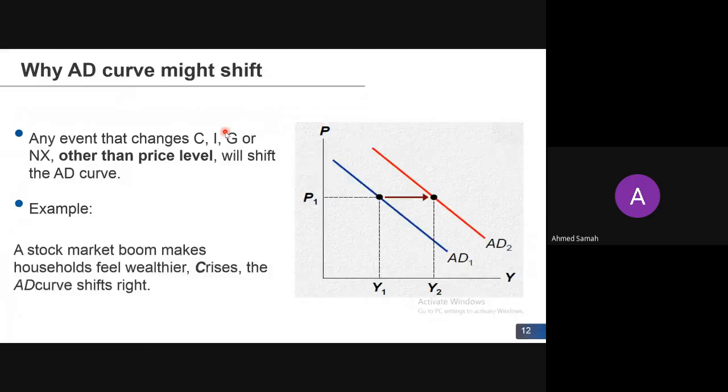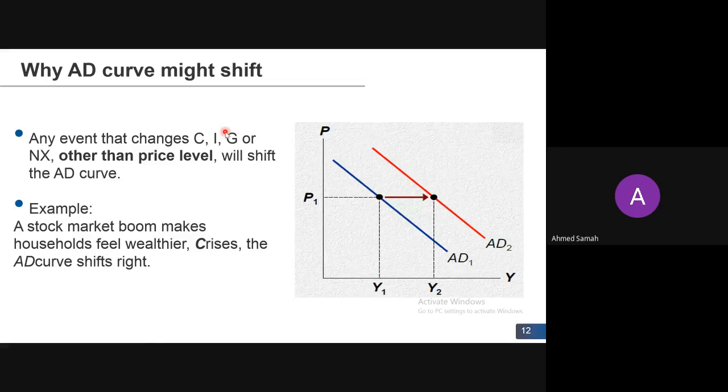So for example, a stock market boom makes households feel wealthier. So this is the change in some other factor other than the price level. When consumers feel wealthier, they will increase their consumption, leading the aggregate demand curve to shift to the right.